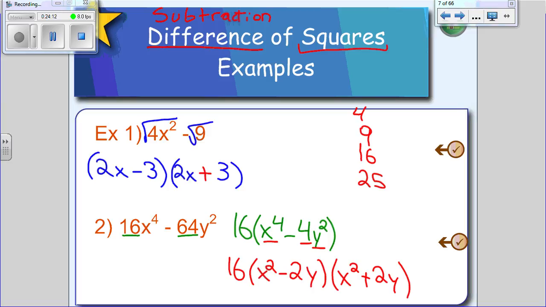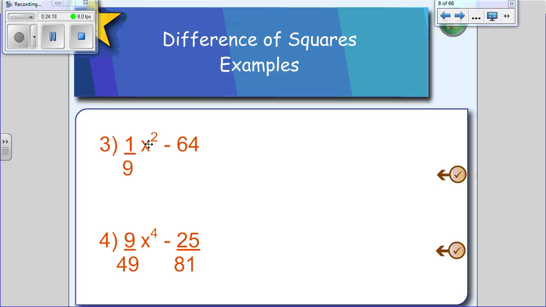These two are a little bit trickier. I'm going to do number 3 with you. I'm going to let you try number 4 on your own. Why does this one look so much more difficult? Fractions, right? And fractions just make things look more difficult. But with difference of squares, it's really not any more difficult.